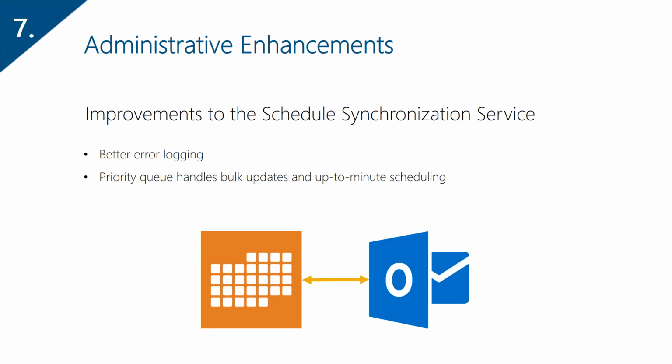The Schedule Synchronization Service, which is responsible for keeping the Docket database and all recipients' Outlook calendars in sync with each other, is also improved in Release 4. The sync service now has very thorough error logging and a priority queue. The priority queue ranks all pending items for synchronization. This ensures that comprehensive scheduling orders are synchronized efficiently and bulk updates are handled in a timely manner, but they do not interfere with the up-to-minute scheduling being done all the time in your firm.